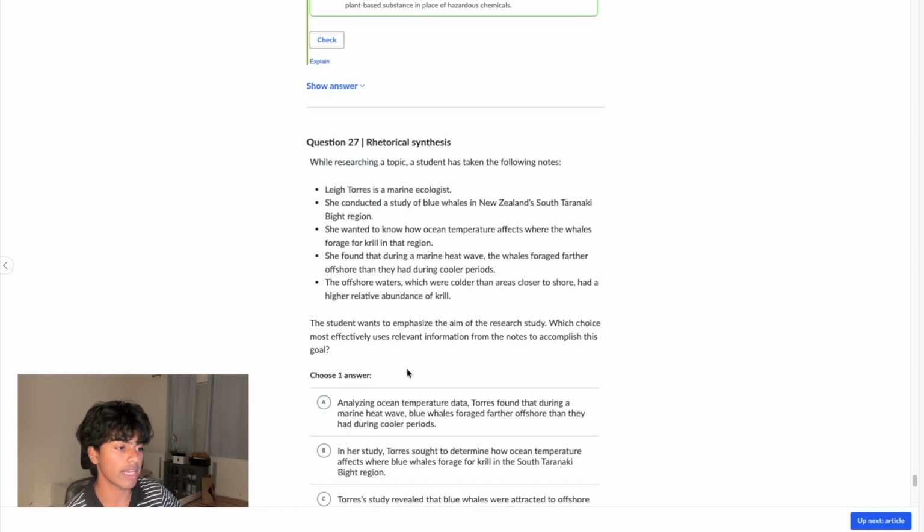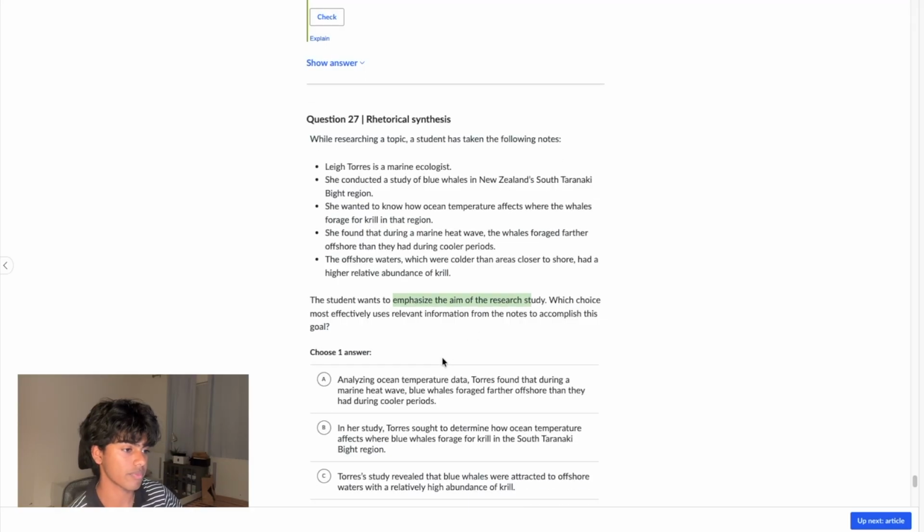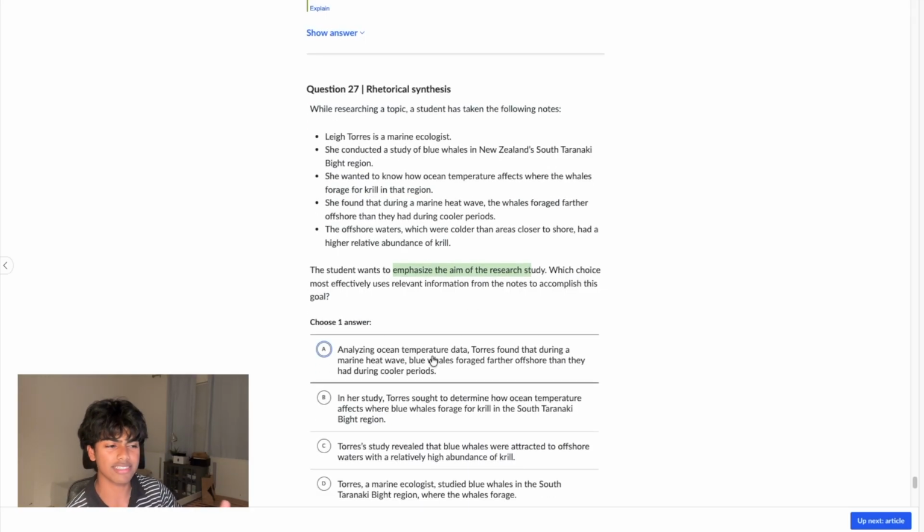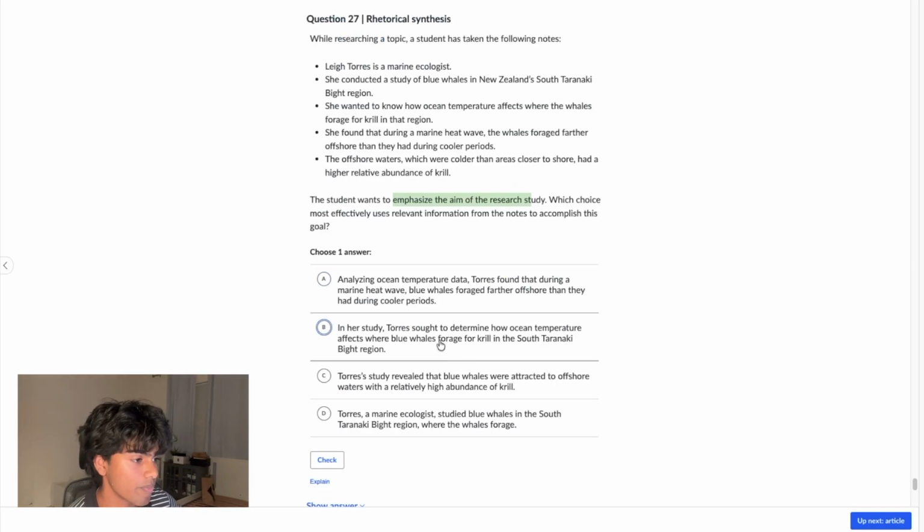Okay, this last one, emphasize the aim of the research study. So it's what is the study trying to do? So this is the findings, not what we're looking for. This is what the study is, not what we're looking for. Like where it did it. This is where the study was, not what we're looking for. This is again the findings, not what we're looking for. So we're looking for what they're trying to do, the aim. They thought to determine. So it's gotta be.